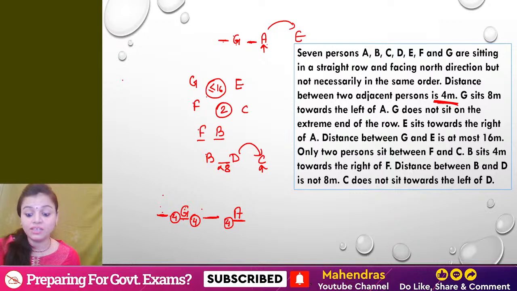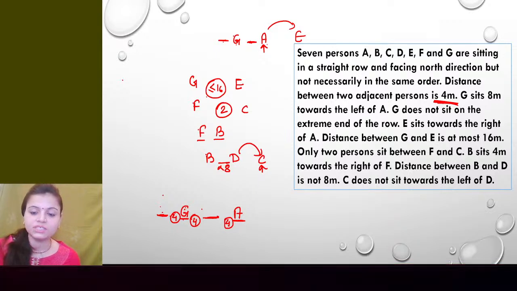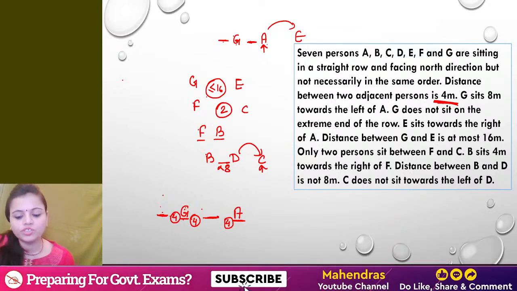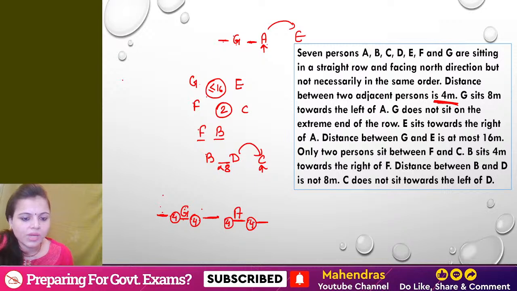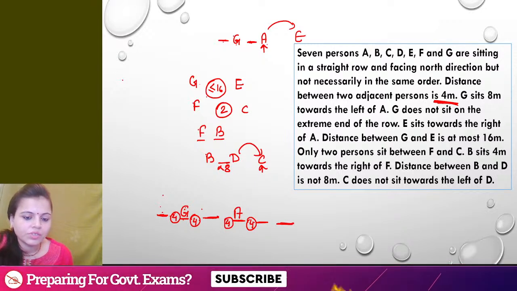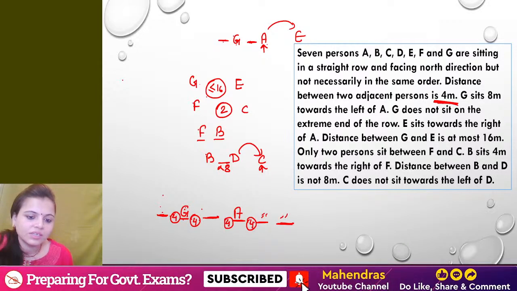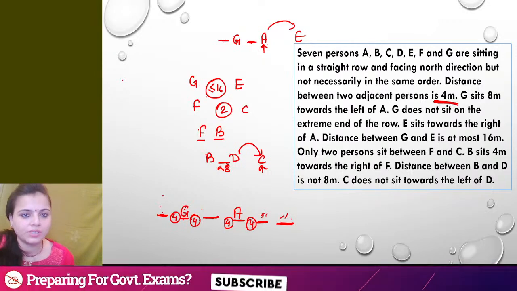Next, the distance between G and E is at most 16. At most 16 means at most 3 persons can sit between G and E. Now E is towards the right of A and G and E. So that means either you can put 4, 4, 8 plus 4, 12. So we have two places for E. Either put E in this place or this place because E is towards the right of A.